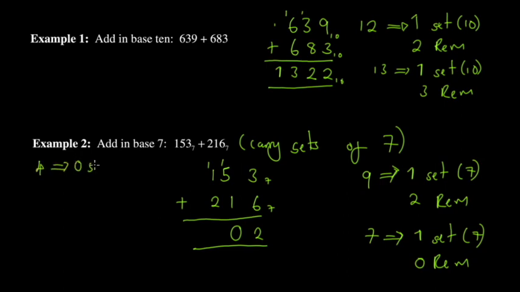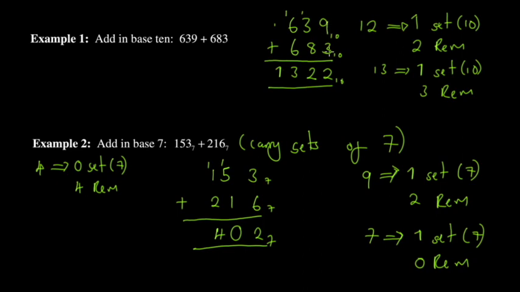Okay, you have 0 sets of 7. And then you have remainder what? Remainder 4. And that's why we would write the remainder here. And that's it. So 153 base 7 plus 216 base 7, you get 402 base 7. Okay. That's what you have to do only, and it's not different than what we're doing here.